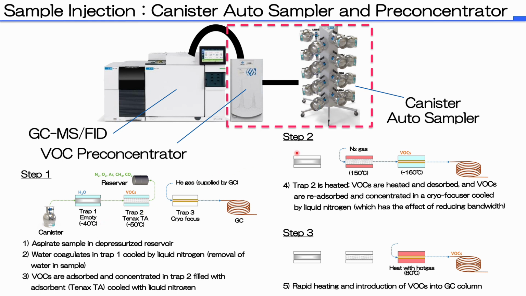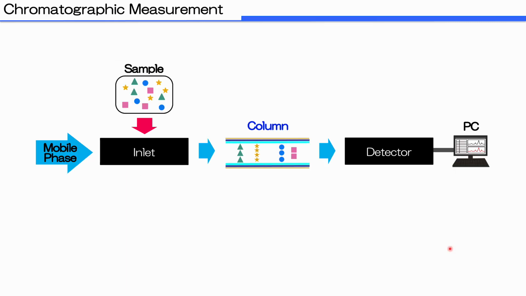And step 2, trap 2, where the VOC components are present, is heated and VOC components are sent to trap 3, which is cooled down to minus 160 degrees Celsius or sometimes lower. And for step 3, trap 3 is rapidly heated and sent to GC for analysis. And next, I will explain about the GC column.